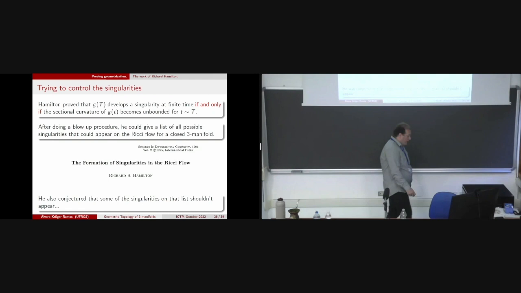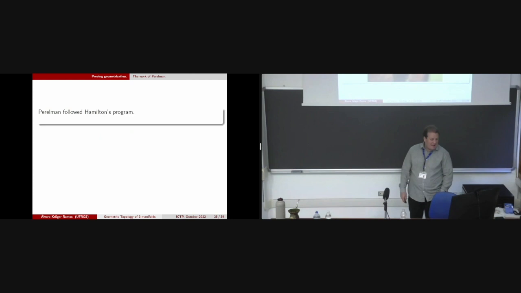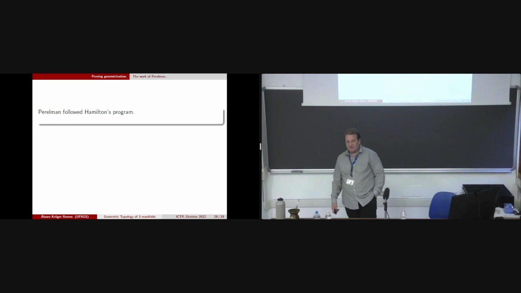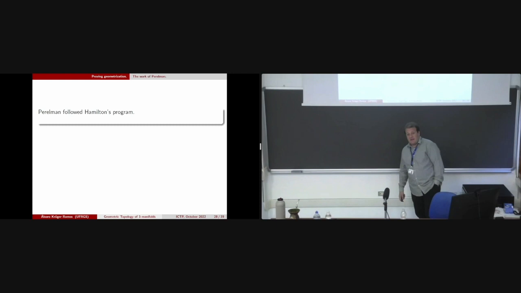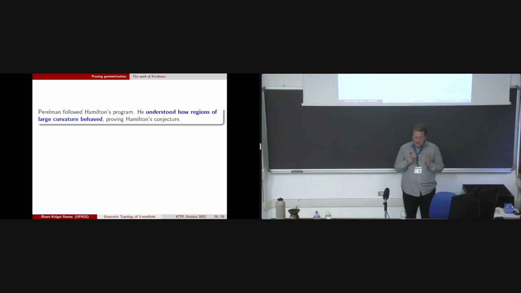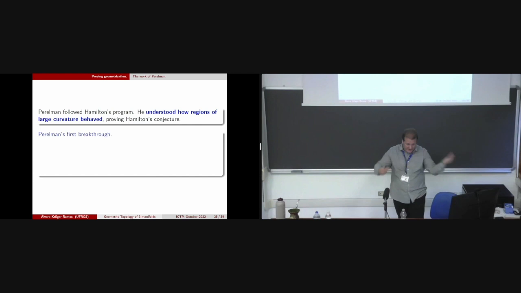Then we go to our last persona of this historical account, which is Grigory Perelman. And Perelman considered himself a student of Hamilton's. Like he said, yeah, this guy knows what he's talking about, I'm going to study this. And Perelman is a genius. He followed the program proposed by Hamilton, and he really understood Hamilton's conjecture. He really understood what are the regions of large curvature that may develop when you are running the Ricci flow.